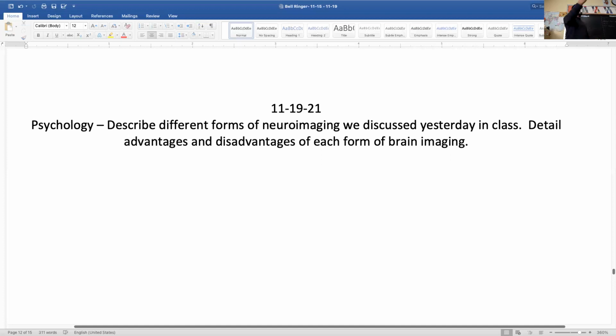Okay, some of the disadvantages: you're being injected with this radioactive dye. fMRI just, again, shows blood flow to the brain. So that's a little bit safer form of scan.